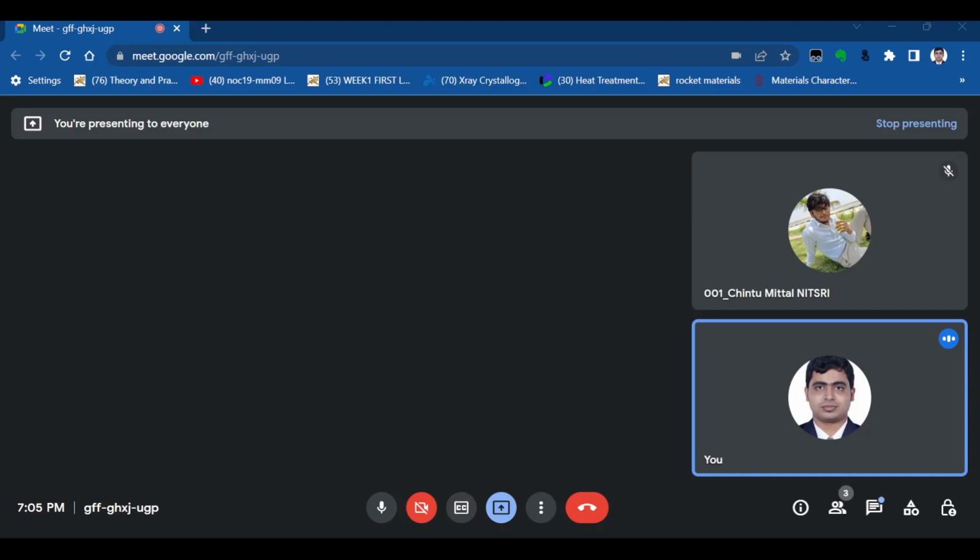8 kg Fe is contained in FeO. So then how do we calculate in this type of question? Always write the equation: Fe plus half O2 equal to FeO.